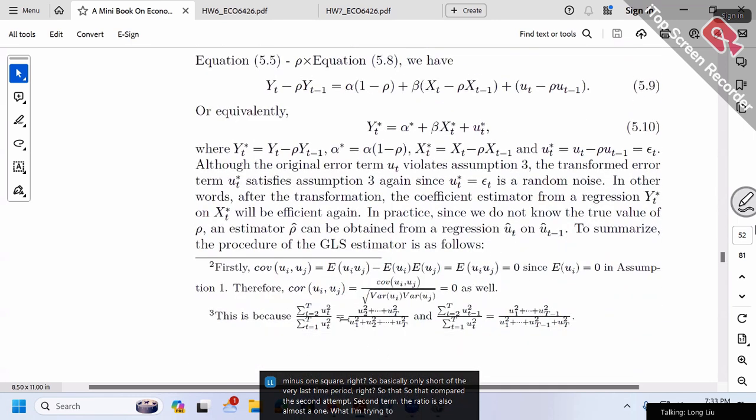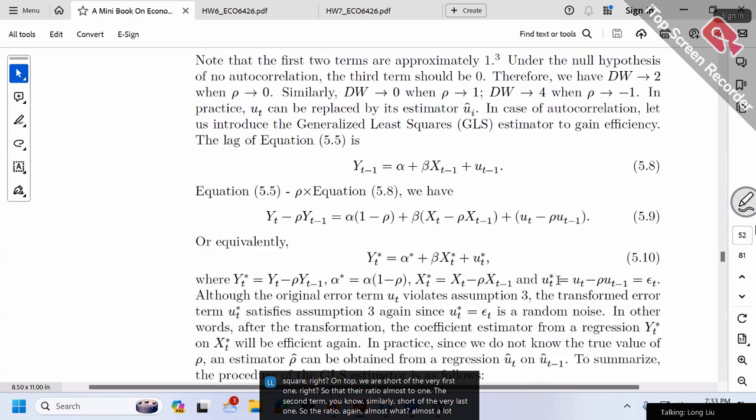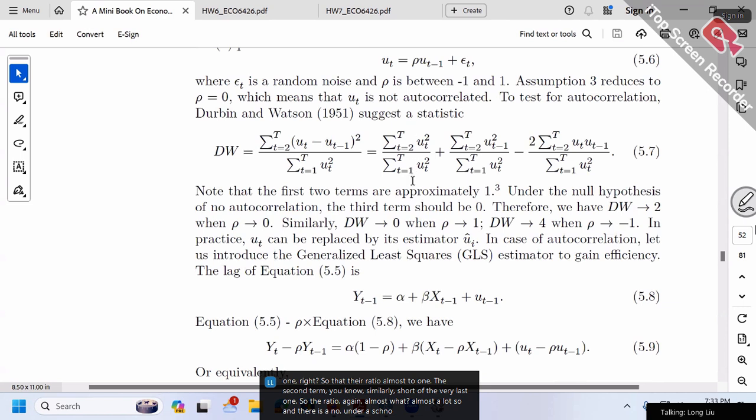What I'm trying to show is right here. For the first term, on top we are short of U1 squared; on the bottom we have U1 squared, U2 squared, U3 squared, and U capital T squared. On top we are short of the very first one, so their ratio is almost one. The second term similarly is short of the very last one, so the ratio is again almost one. So under H null, this is basically one, this is basically one, and this is basically zero. So under the null, the DW value basically equals two.